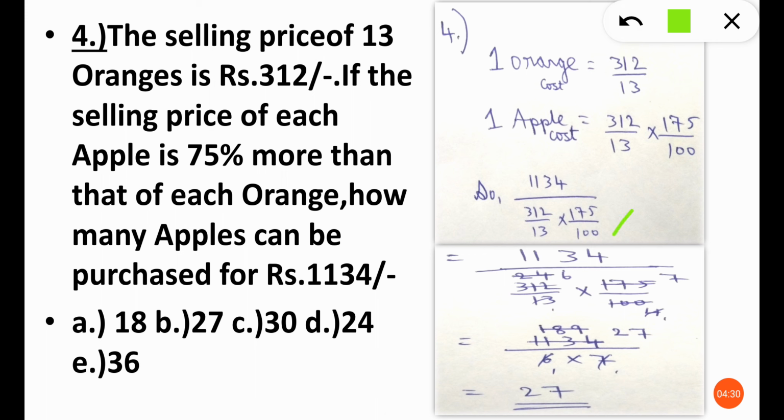This is the easy cancellation. It can be easily cancelled with the 13 table and 25 table. Finally, we get 27. 27 apples can be bought from 1134 rupees. Option B is the right answer.